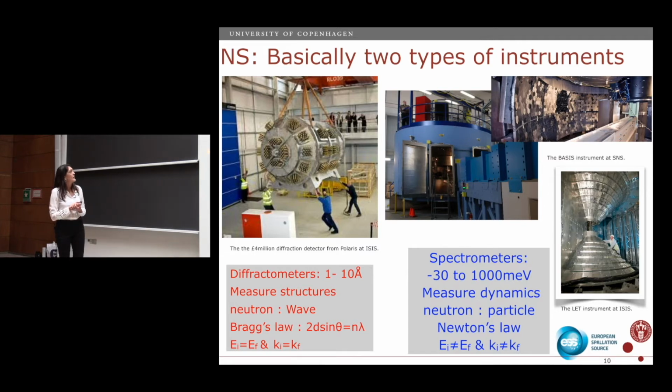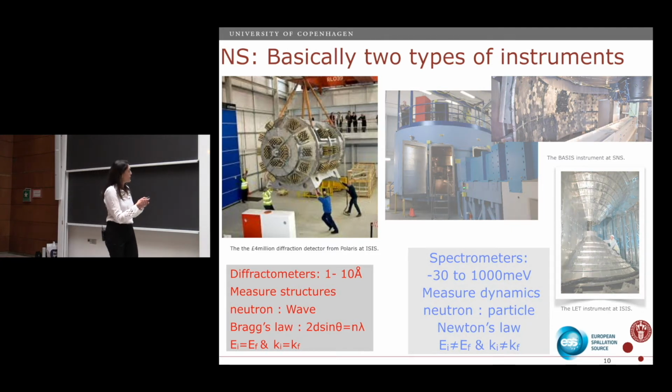And as you can see here, our instruments are very big because neutrons are very difficult to produce and very difficult to detect. But still, compared to particle physics instruments, they are not that big or that expensive. So the first thing that we are going to do is look at diffractometers.